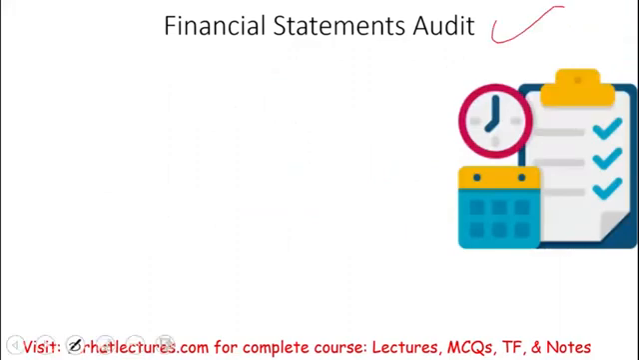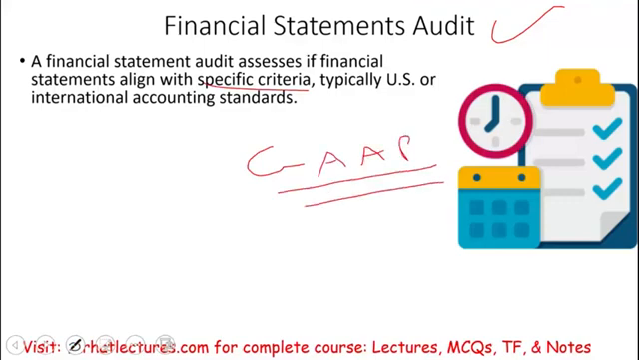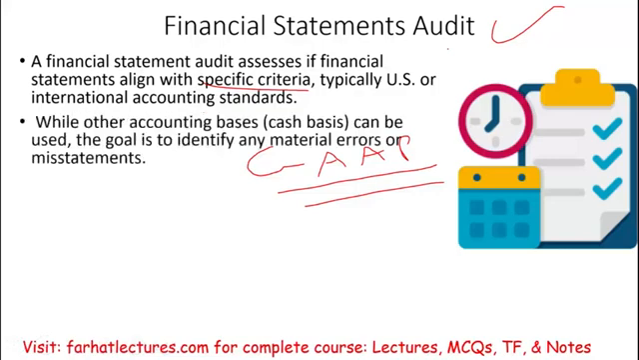are most interested in. This is the audit that we study in this course, in an auditing course. A financial statement audit assesses the financial statements, whether they comply with specific criteria. For example, in the US, which criteria do we use? Generally accepted accounting principles, or IFRS. Now, we could also use other bases of accounting, like cash basis of accounting. We could be using any type of basis to identify material errors or misstatements.